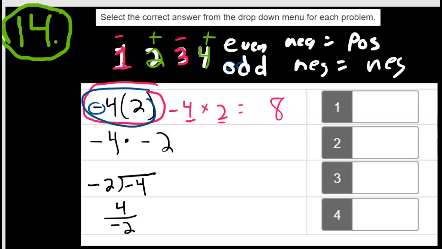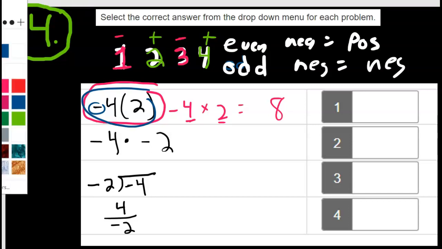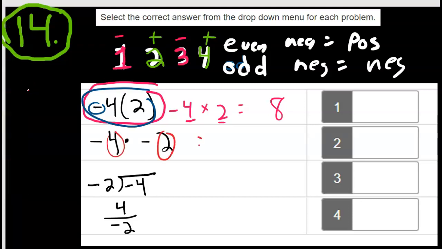So let's put what we do know initially, that this is also 4 times 2, which is 8. But here we have 2 negatives, 1, 2. And according to this key I made, that's going to be a positive 8.